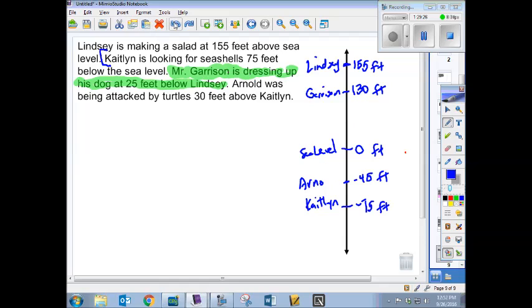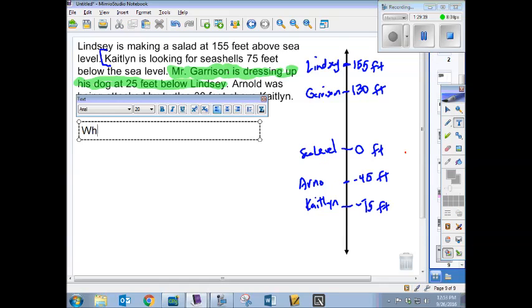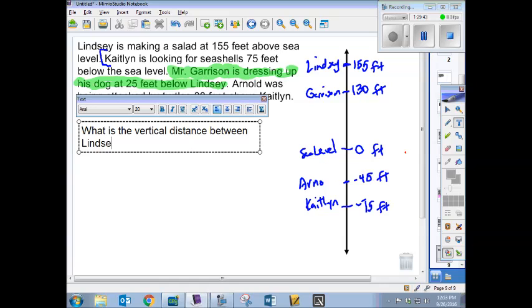So, real quick, what is the vertical distance between Lindsay and Arnold? Who wants to talk me through it? What do you guys think? Ron. I'm going to go with 200 feet. He says 200 feet. Let's talk about it.